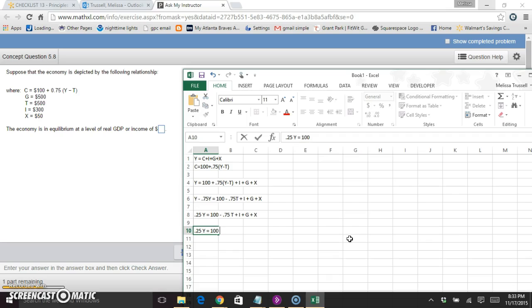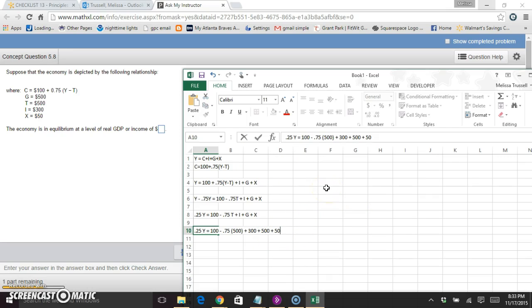And then 100 is just 100 minus 0.75 times T. What's T? I'm told in the problem that T is 500. So I'll go ahead and plug that 500 in, plus I, which I'm told is 300, plus G, which I'm told is 500, plus X, which I'm told is 50. You want to be careful and make sure you get the right sign on these, because sometimes your net exports could be negative, but in this case it's positive, so we've just got a plus 50. If it were negative, we'd just put a minus sign in there instead of the plus sign.